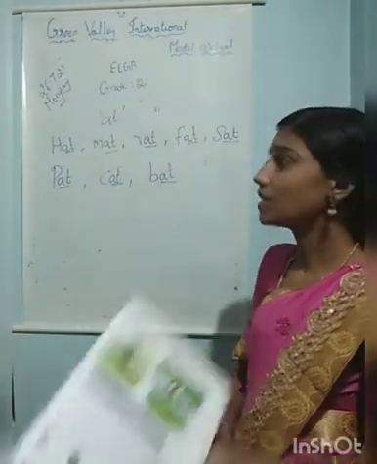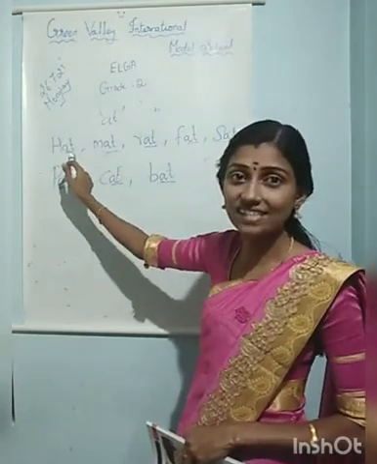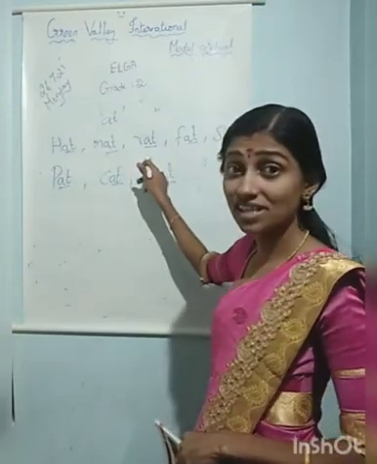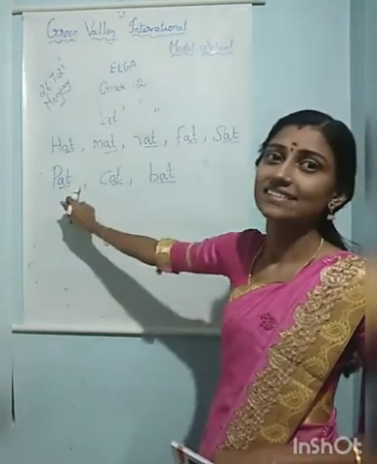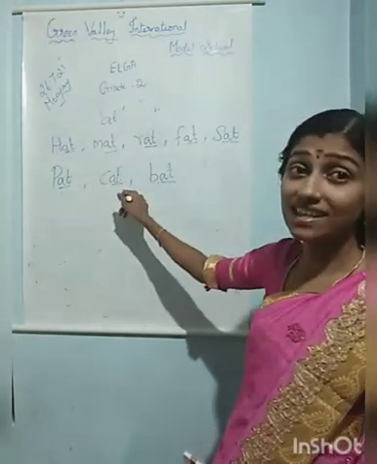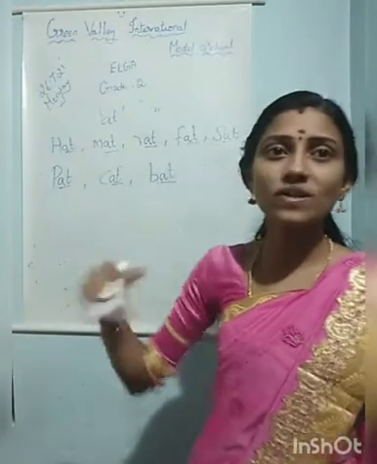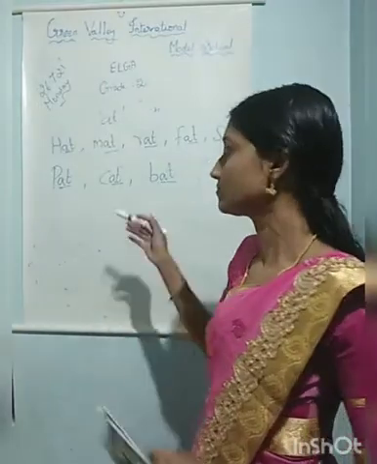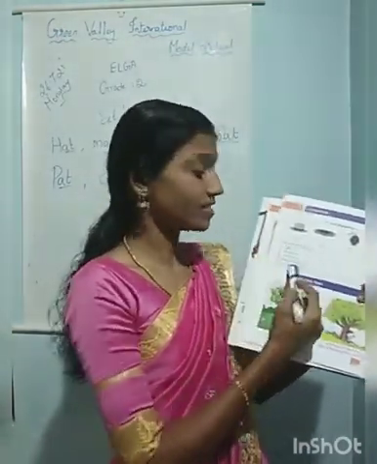So the first word is, say, H-A-T, hat. M-A-T, mat. R-A-T, rat. F-A-T, fat. S-A-T, sat. P-A-T, pat. C-A-T, cat. B-A-T, bat. Okay. This also has a lot of other words. You should write by yourself. Some sentences are given like the same we learned previously, right? Let us write it. Read it now.